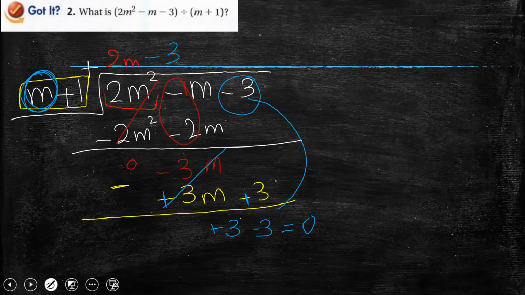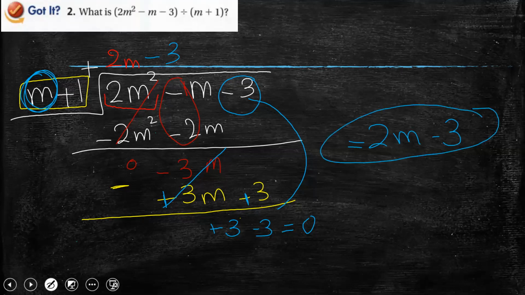So you have to say that the quotient here of dividing this polynomial by the binomial is 2m minus 3. This is the final answer. Wait, Miss, it shouldn't be -0. No, -0 or +0, it means 0. Oh, okay. 2m minus 3, teacher, and the remainder is 0, so no need to write it.